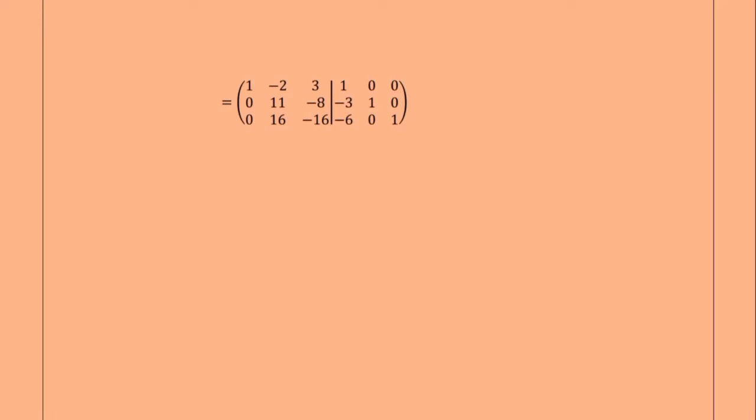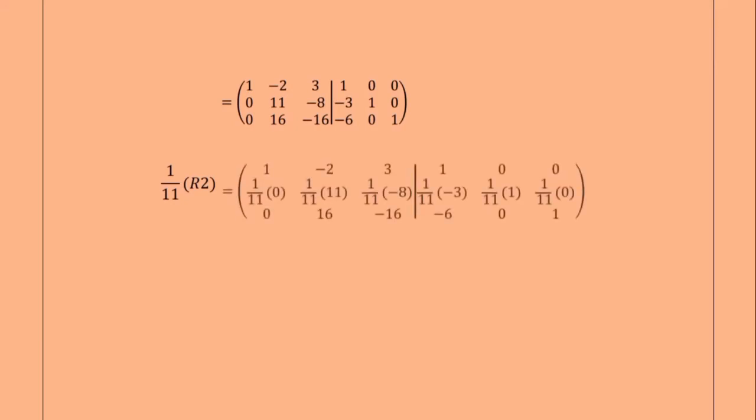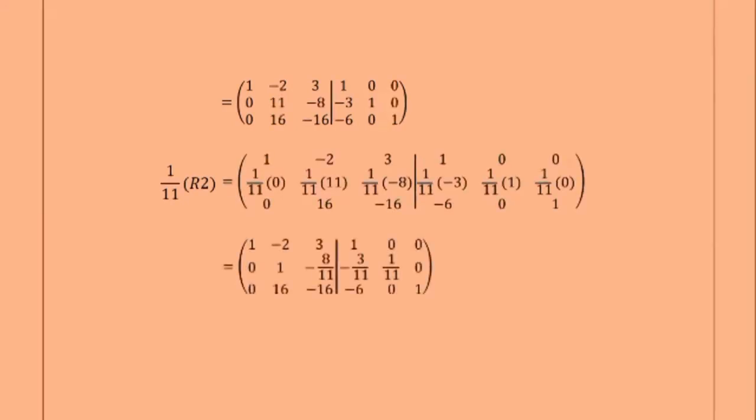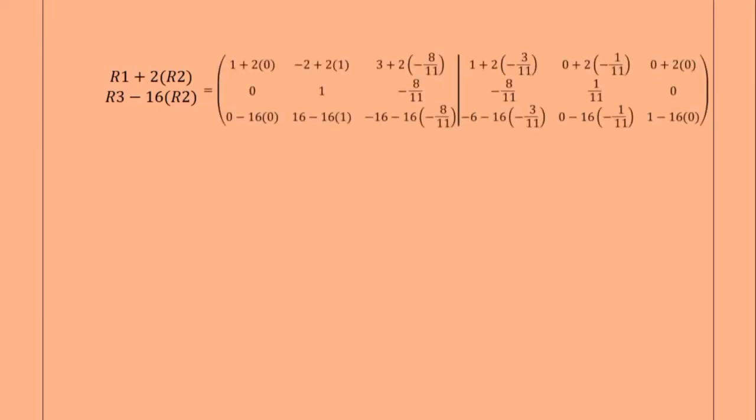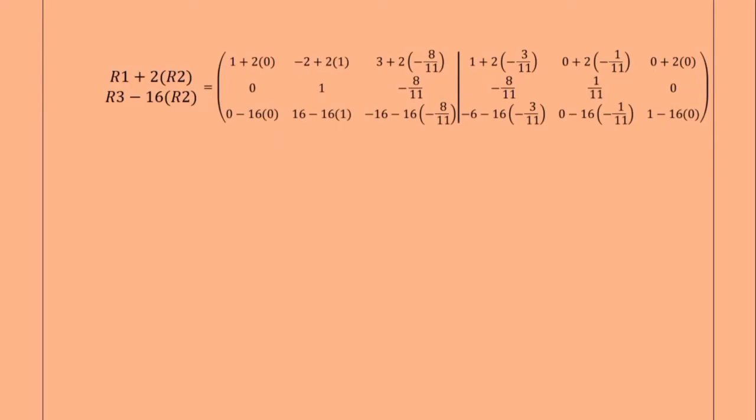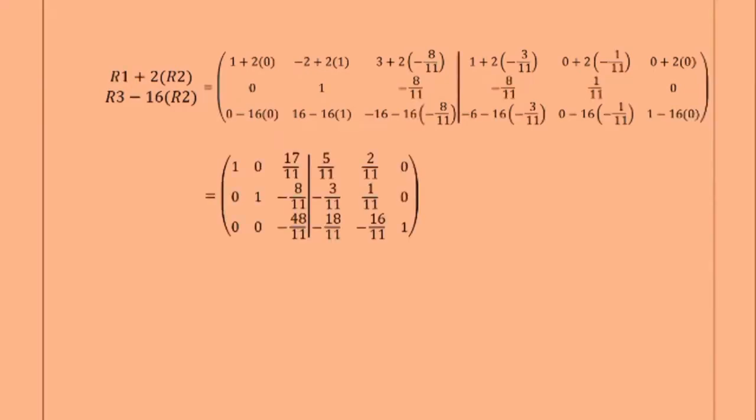After that, to make the second number in row 2 become 1, we need to multiply the elements in row 2 by 1 over 11. And we will obtain this without changing the elements in row 1 and 3. Since we have obtained 1 in the second row, we need to make the second number in row 1 and row 3 become 0. By taking the row 1 elements plus 2 times row 2, and row 3 elements minus 16 times row 2, this will be our working step, and we will get 0 in both row 1 and 3.